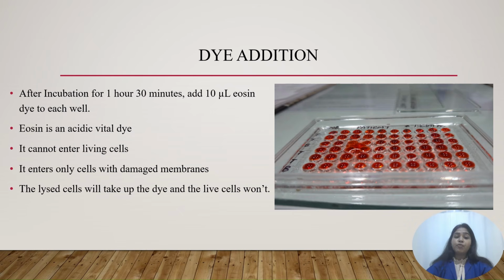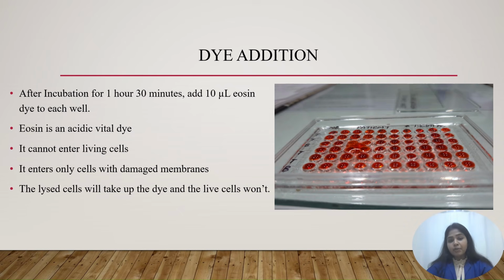After the incubation of 1 hour and 30 minutes, we will add 10 microliters of Eosin dye to each well. As Eosin is an acidic vital dye, it works on the vital dye exclusion principle. It cannot enter the living cells as it works on the membrane integrity. It enters only the cells with damaged membranes. When the cell membrane integrity is compromised, only then can the dye enter the damaged membrane.